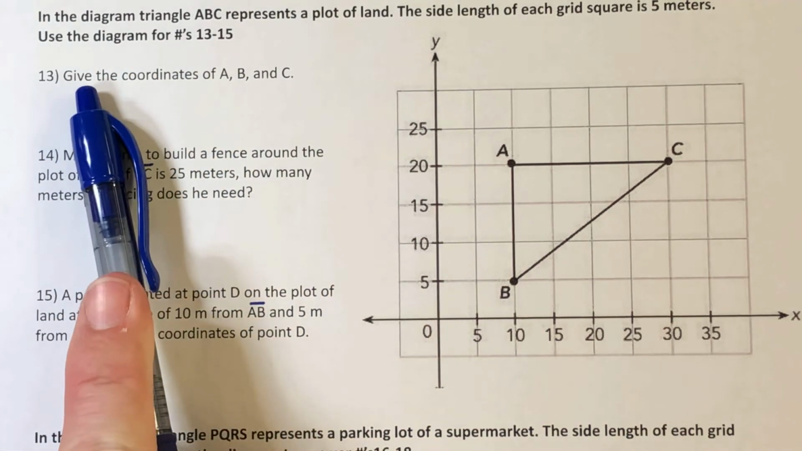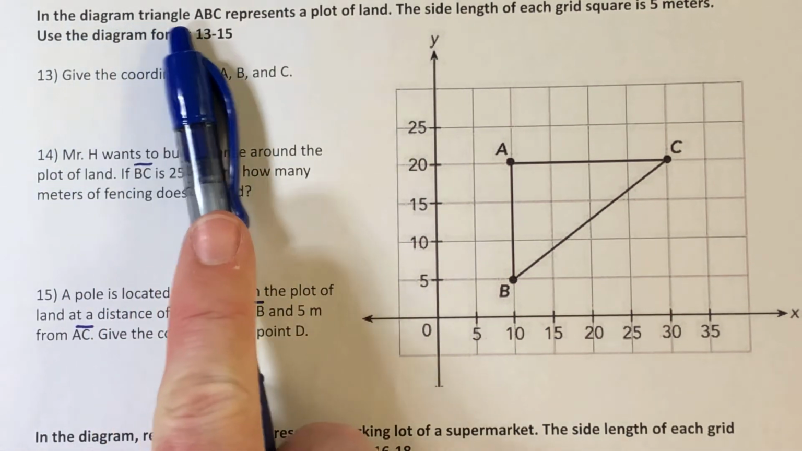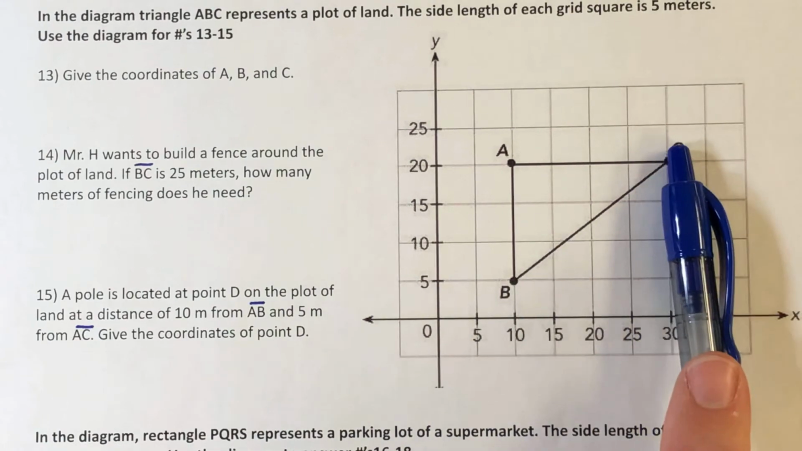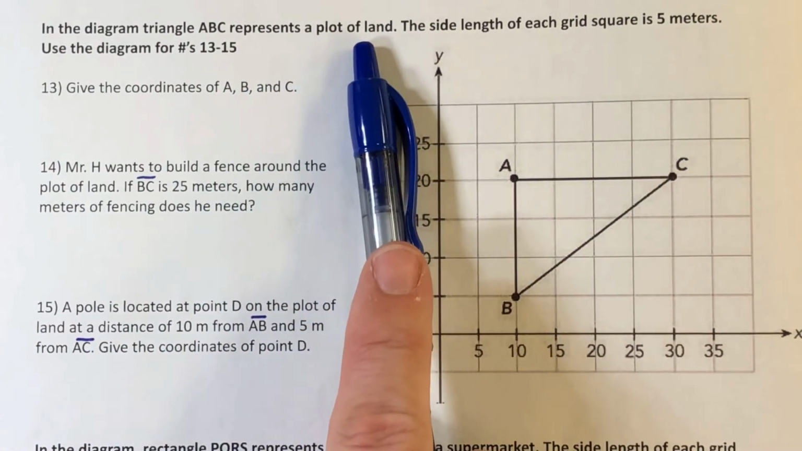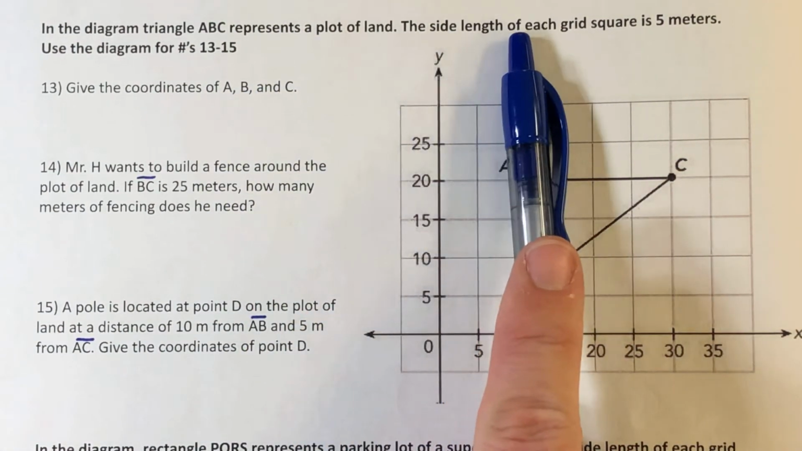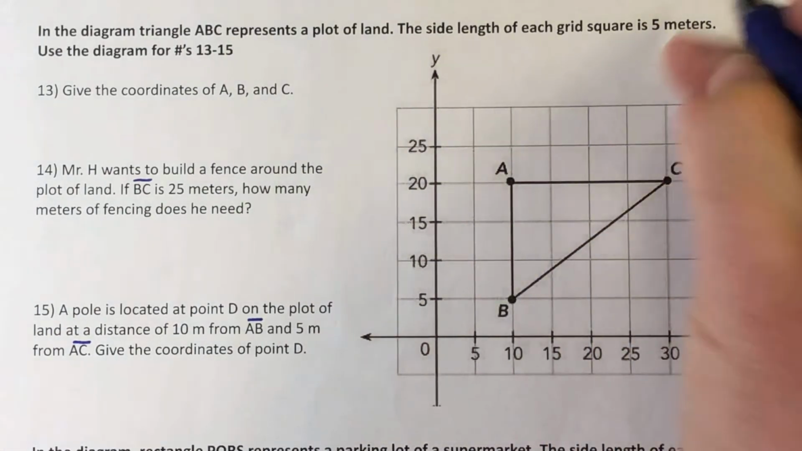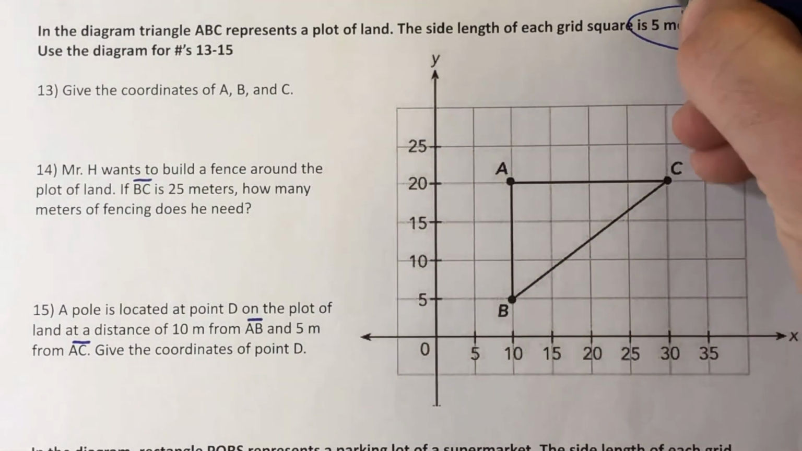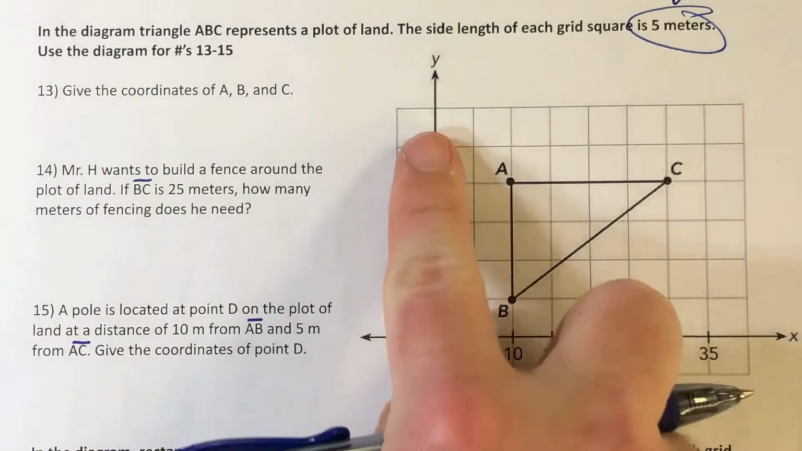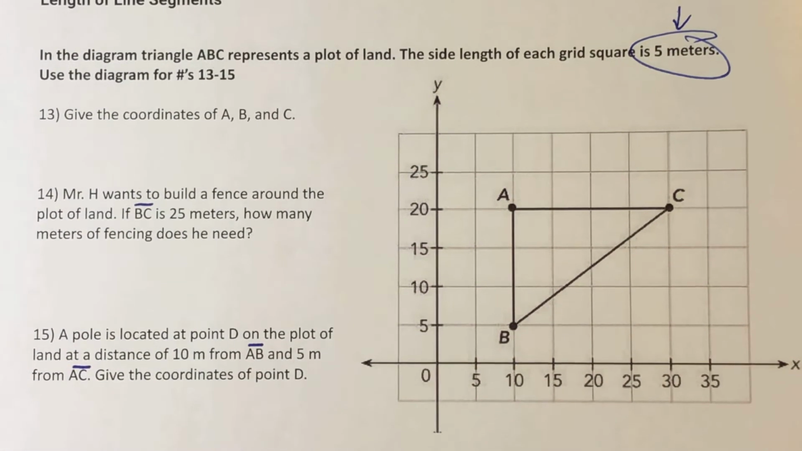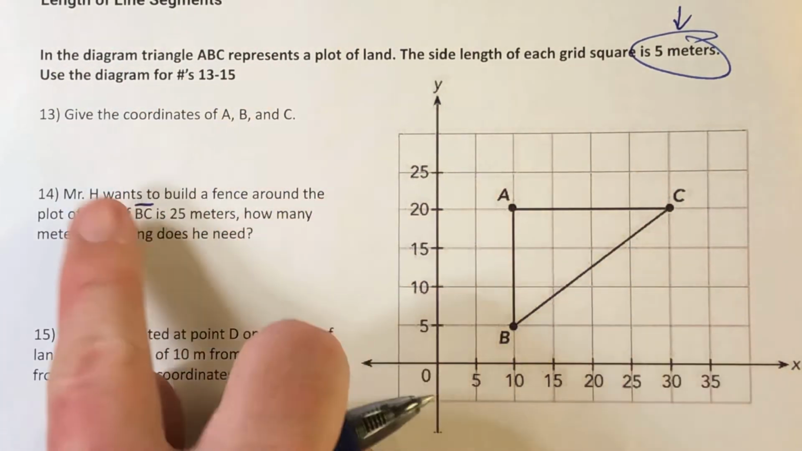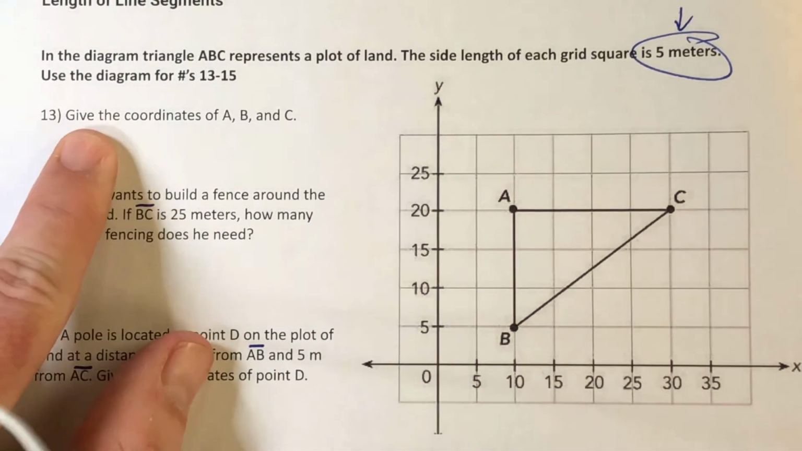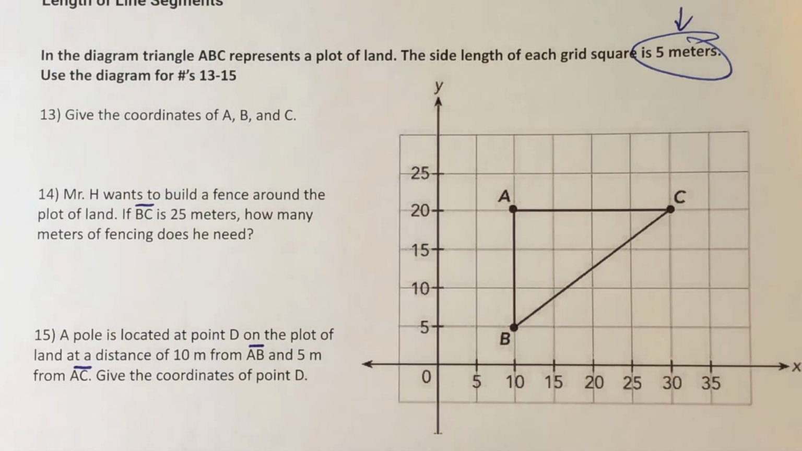All right. In the diagram, triangle ABC represents a plot of land. The side length of each grid square is 5 meters. So, always pay attention to what your interval counts by. Use a diagram for numbers 13 through 15. All right, 13. Give the coordinates of A, B, and C.